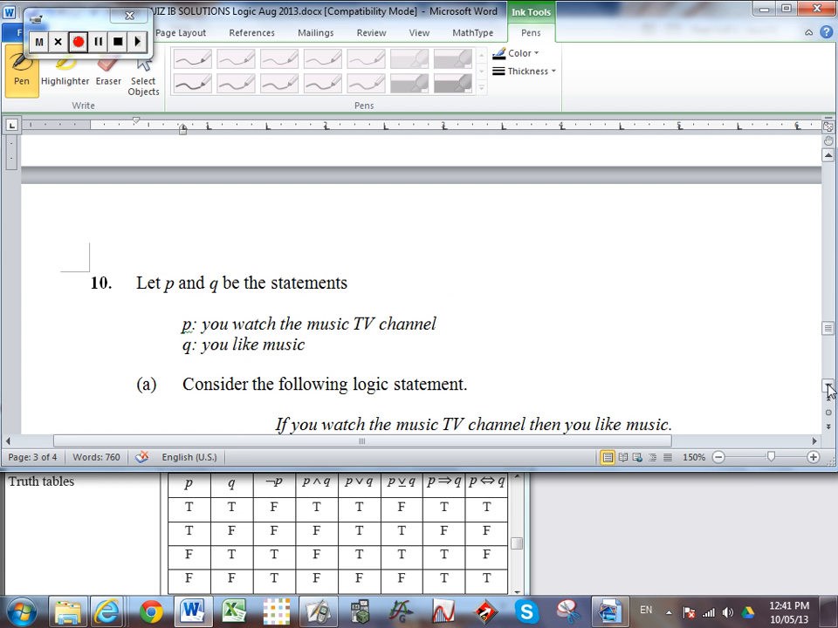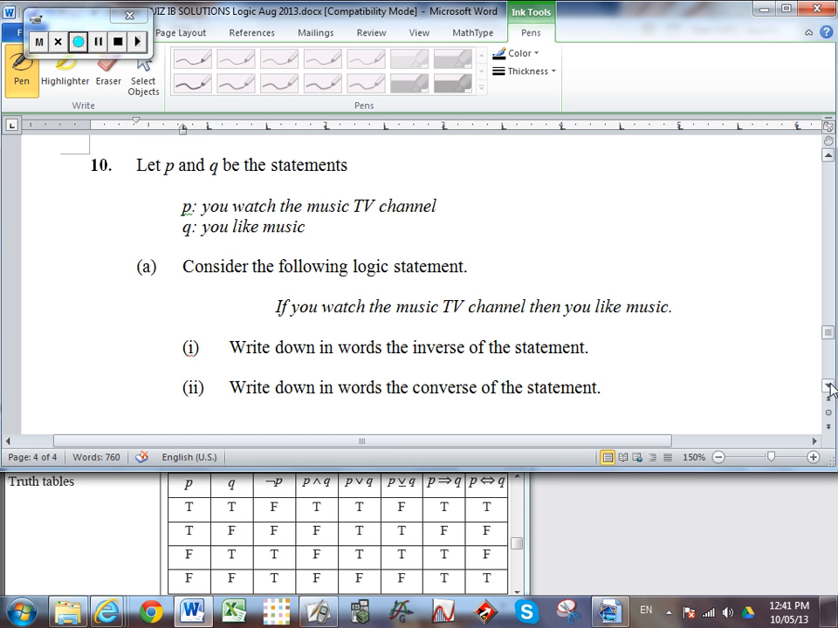And the last question, number 10. So there are your statements P and Q. We need to write down in words the inverse of that given statement. If you watch the music TV channel, then you like music. The inverse is just going to negate both sides of things.